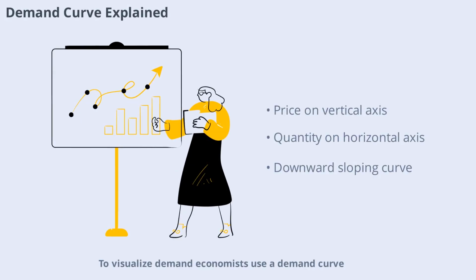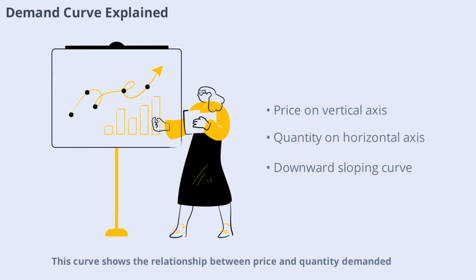Visualize demand. Economists use a demand curve. This curve shows the relationship between price and quantity demanded. On a graph, price is on the vertical axis and quantity on the horizontal. As price decreases, the curve slopes downward, showing that people buy more at lower prices. This simple graph helps us see how consumers react to price changes and is a key tool for analyzing markets.